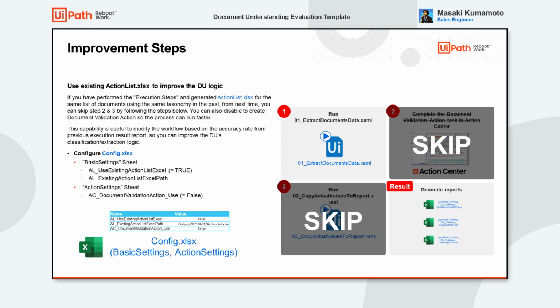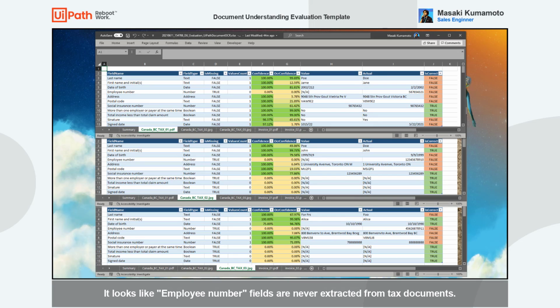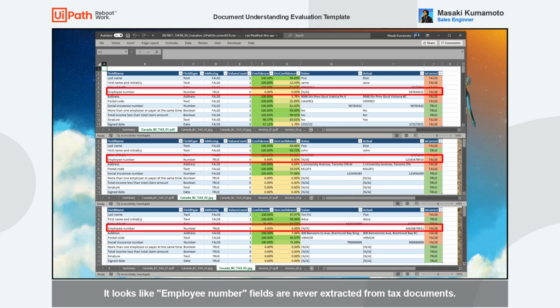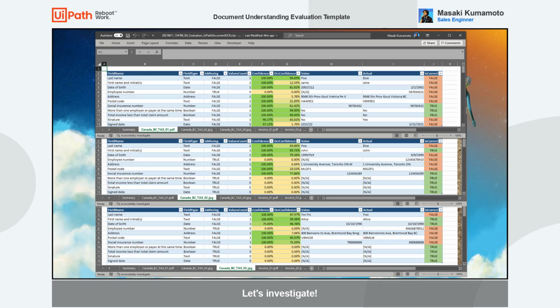After you add additional development to the workflow, you can measure the extraction accuracy without validating the document again by following these steps. It looks like employee number fields are never extracted from tax documents. Maybe there's something wrong with the intelligent form extractor. Let's investigate.